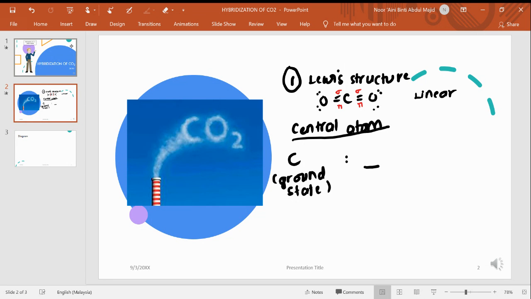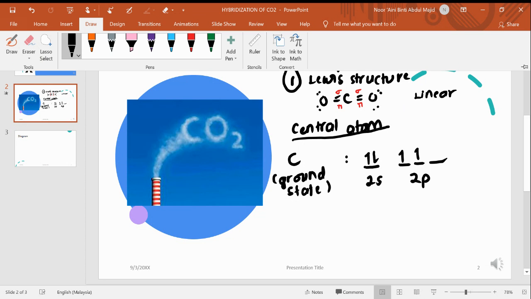Now, carbon has 4 valence electrons in the second energy level, for the second principal quantum number. Now, if you refer to the Lewis structure, carbon forms 4 bonds, 2 sigmas and 2 pi's. So that is what you consider for the next step.